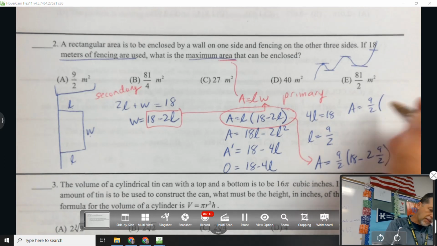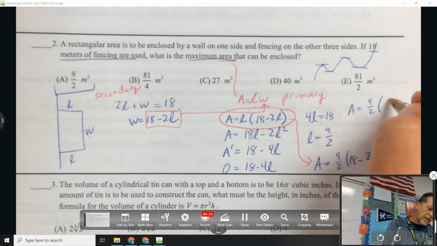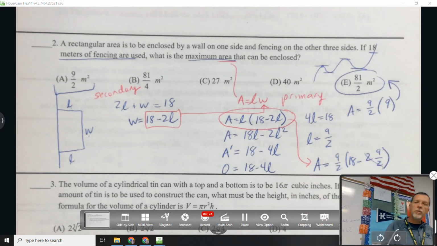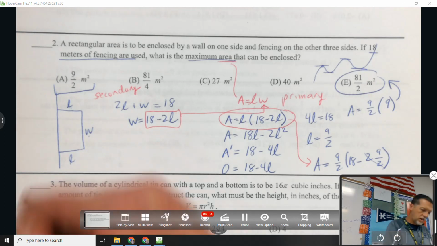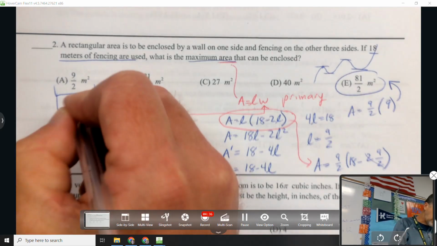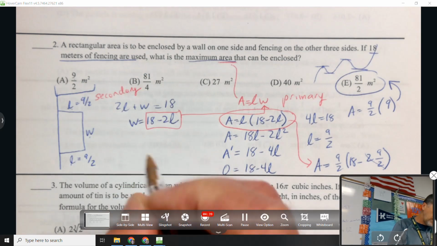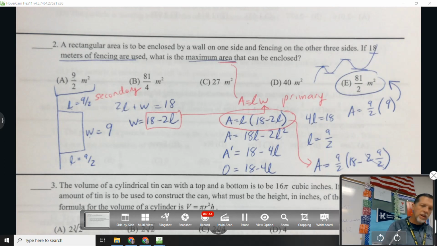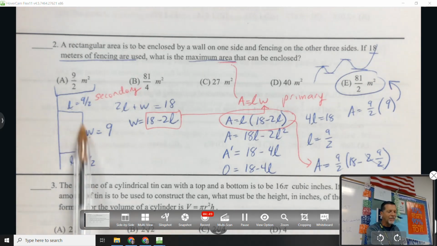So 9/2 times 18 minus 9 is 9. 9 times 9/2 would be 81/2. So that would be my maximum area. L is 9/2. Width ends up being 9. And because I've done this problem 100 times before, I sort of knew how to draw my picture to make it work ahead of time.